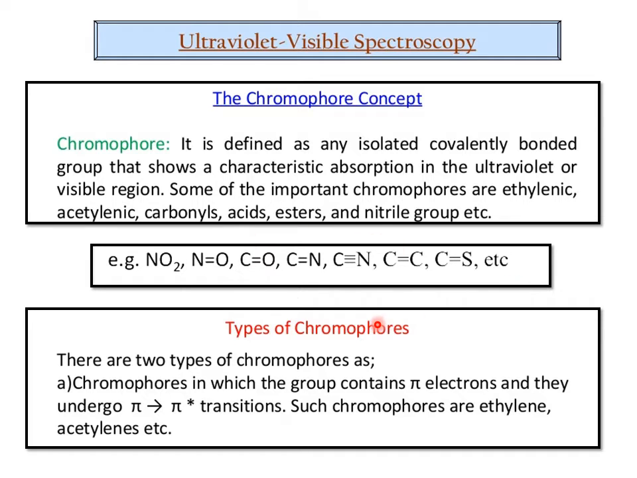These groups fall into two types of chromophores. The first is the chromophore in which the group contains pi electrons and undergoes pi to pi star transitions. Examples of these pi to pi star transitions are ethylene and acetylene.